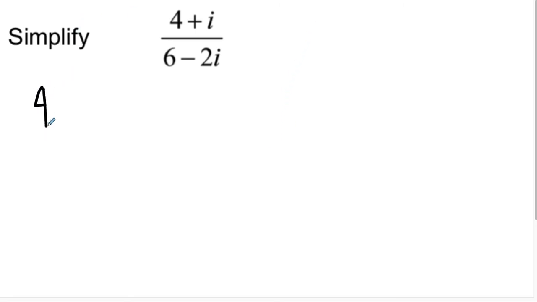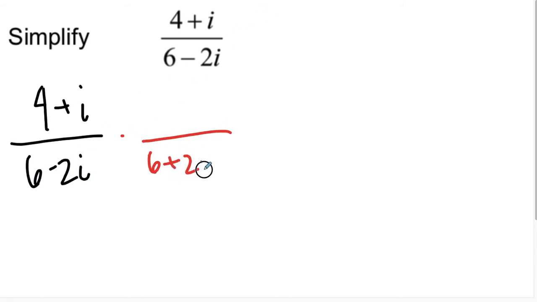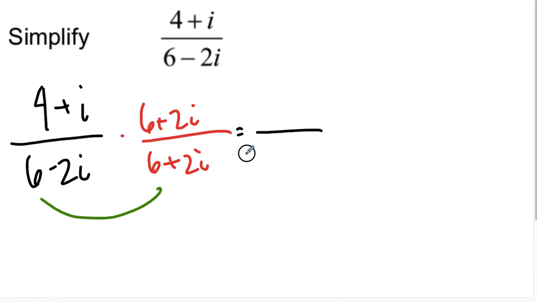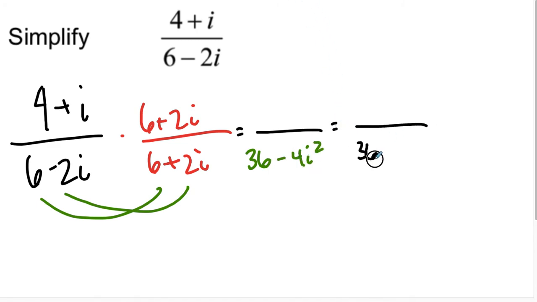Okay, let's try and work it out together. We multiplied the denominator by 6 plus 2i and the numerator by 6 plus 2i. That's going to end up being 6 times 6, which is 36, and negative 2i times positive 2i is negative 4i squared. This really becomes 36 plus 4, which is 40. As you can tell, you're probably doing it faster and faster now.